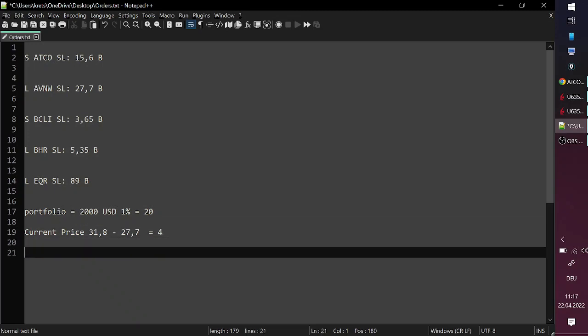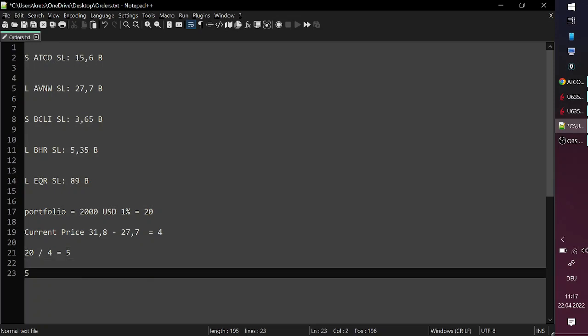Because you can only afford to lose that many stocks. 20 divided by 4 is obviously 5, so we can only buy 5 stocks, because if you lose all these 5 stocks, you lose them at the price of 27.7, and since you bought them at 31.8, you lose roughly $4 plus commission. Let's exclude commission at the moment because it's a different story. Only $1 at IB, so it doesn't really matter that much. So 5 times 4, and you have $20. So you lose 1%. And why do we do this?